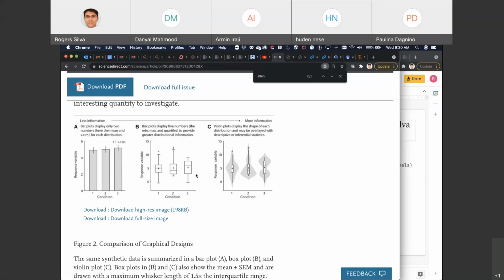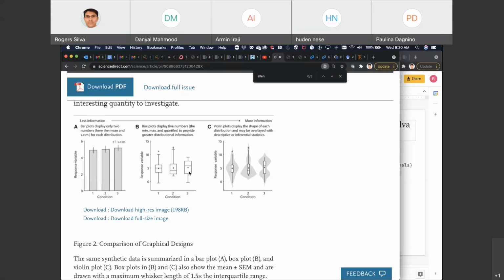It still gives the same information in terms of whether you can distinguish the means. You can clearly see that the means are indistinguishable for these three tests. But we can start to get some idea that the distributions are quite different between these three treatment levels.